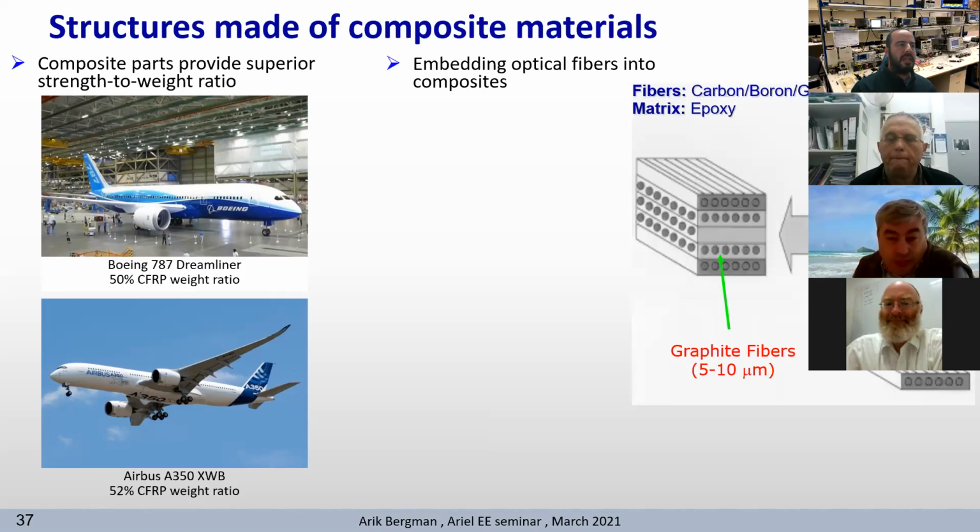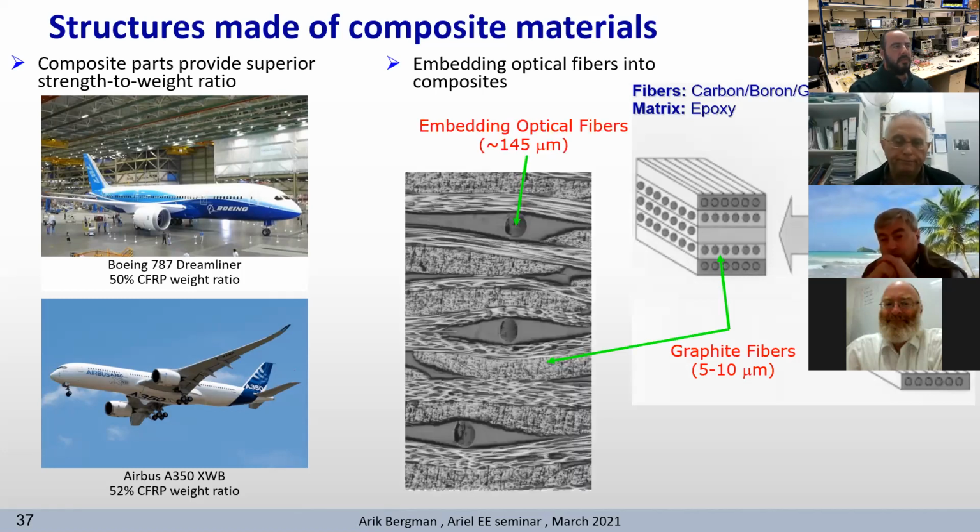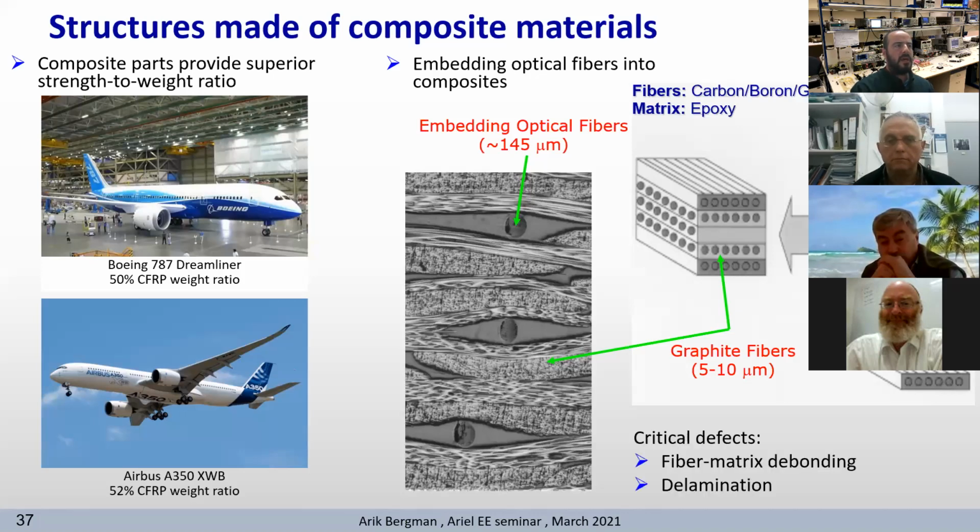A typical composite laminate used in the aerospace industry is composed of carbon fiber reinforced epoxy plies stacked with different orientations, in between which optical fibers can be embedded without compromising structural integrity. Therefore, fiber optic sensors are powerful tools for structural health monitoring of composite parts, as they can detect many critical defects which cannot be detected by other means. This is especially important during service.